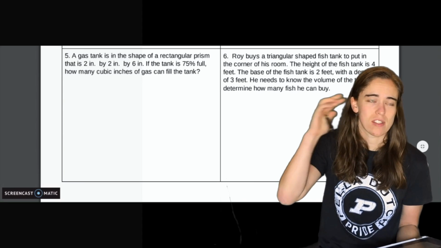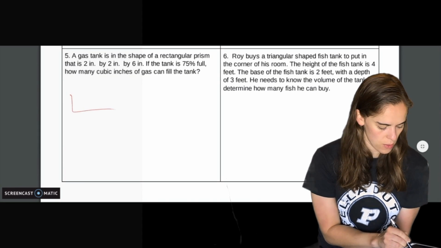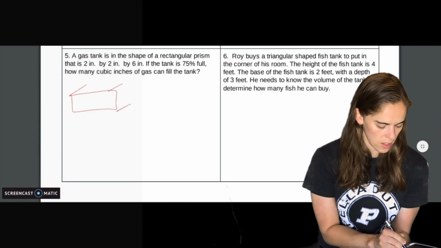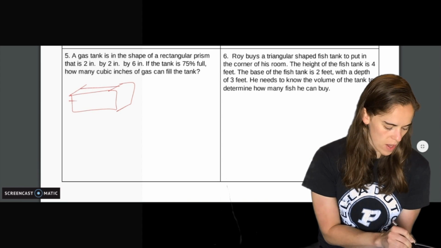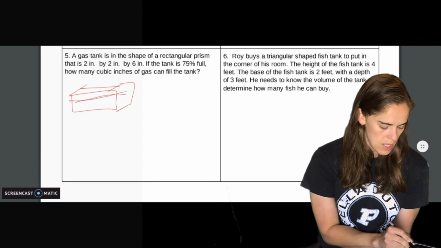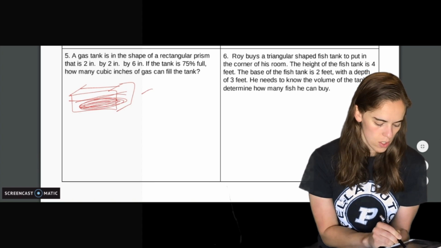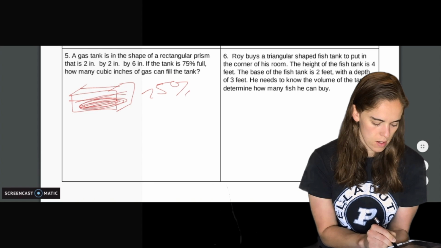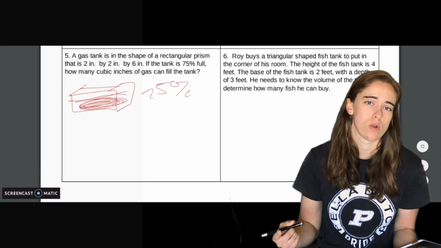So if I'm thinking about to start and I have my tank here, I'm going to just sketch it out real quick. Say that this is my tank. All right, that's really not a good tank. But if it's 75% of the way full right here, that means I only need to fill what's remaining in it. So I only need to fill 25%. So we're going to need to find what is 25% of the total volume.